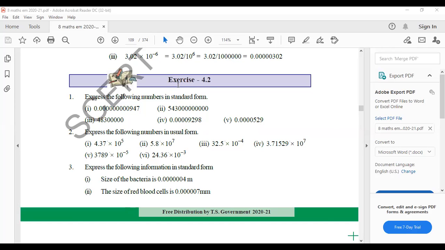Yesterday we completed the 4.1 exercise. The introduction part was already completed: exponents and powers. Today we are going to look at the extension of this, the exponential powers. There are some more questions in exponents and powers, so today we have to see the rest of that part. This is the introduction to 4.2, and we'll complete 4.2 as a continuation.